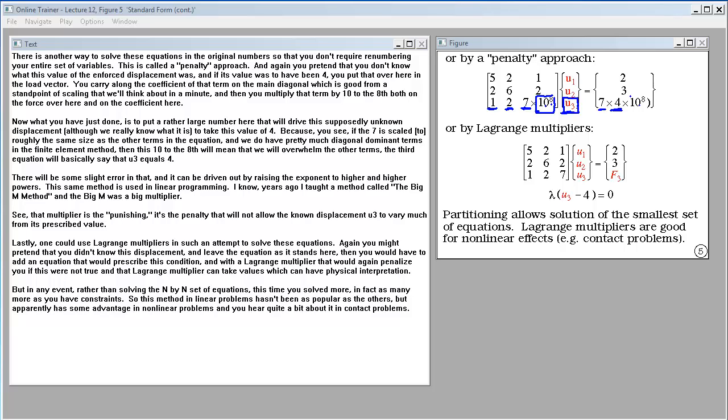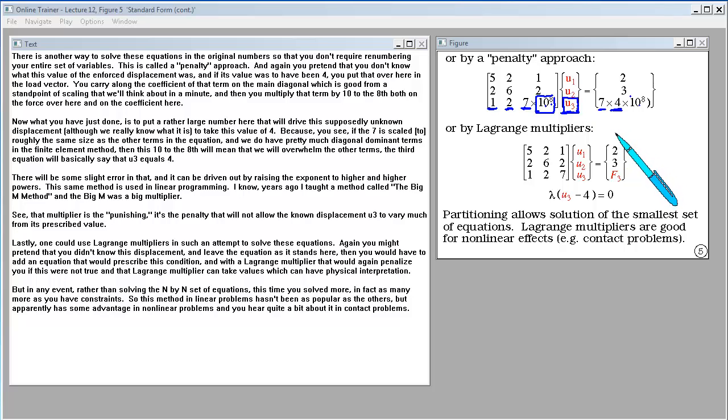I know years ago I taught a method called the Big M method, and the Big M was a big multiplier. See, that multiplier is the punishing, it's the penalty that will not allow the known displacement u3 to vary much from its prescribed value.